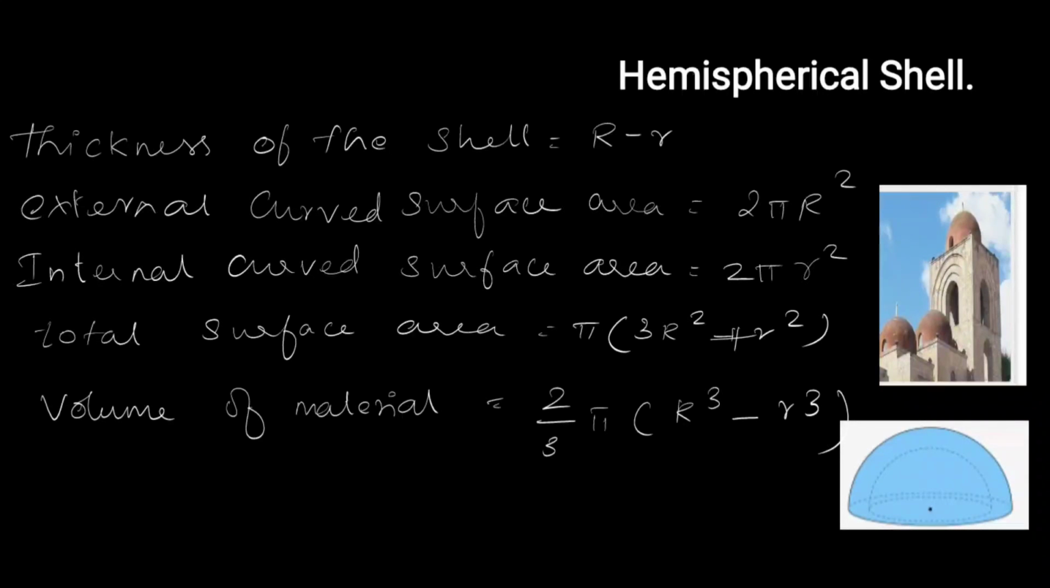Next, volume of the same material. Volume of the same material is the same as the hemisphere, but the only variation is it has two radii. So the volume is 2 by 3 pi into capital R cube minus small r cube.